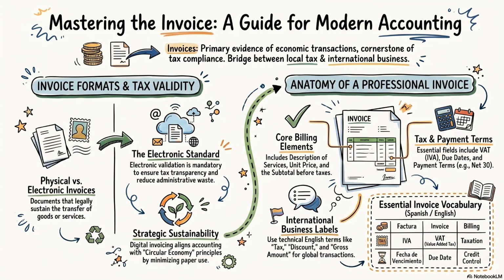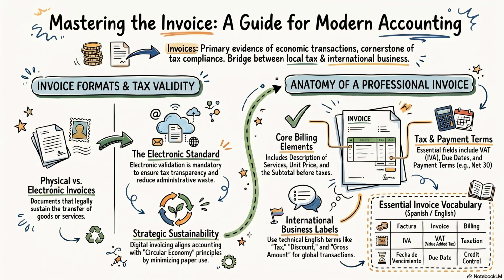First, the electronic standard. Yep, physical paper is out. Electronic validation is totally mandatory to ensure tax transparency and cut administrative waste. Plus, it hits that strategic sustainability goal for a circular economy. Is paper basically just a liability now? Absolutely. E-invoices are the mandatory digital DNA for any legal transaction. Okay, now that we know your format must be digital, what goes inside this mandatory document?